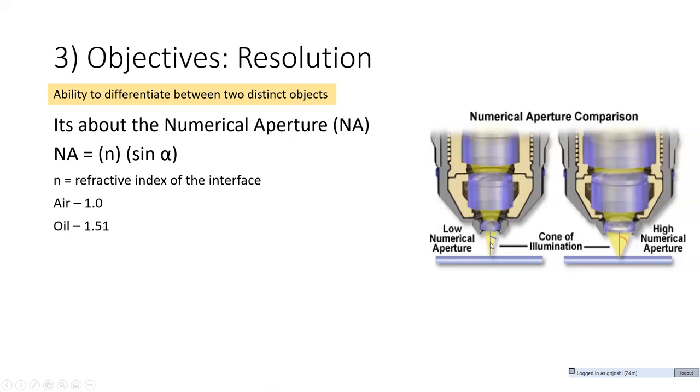So for an air objective, this cone of light, the sine alpha, is less compared to an oil immersion objective, which has got higher numerical aperture, because the oil immersion objective is almost touching the cover slip interface, okay? So that gives you a greater sine alpha. And then if you try to plug in these numbers into the equation for NA, what you end up getting is clearly that an objective with a higher NA will give you a better resolution, okay?